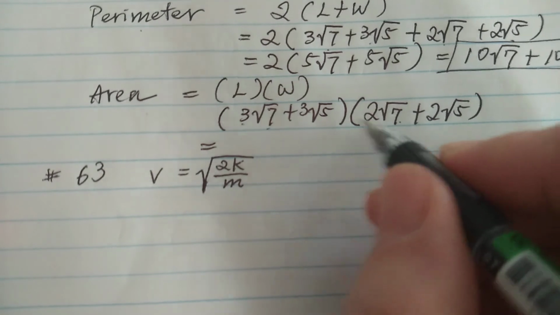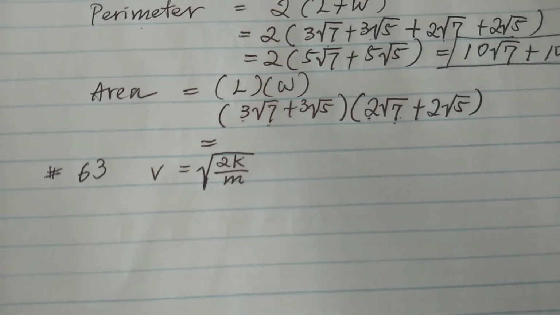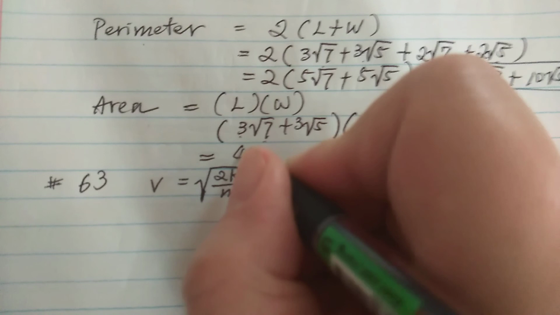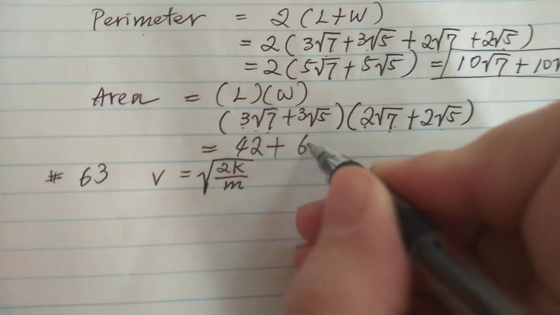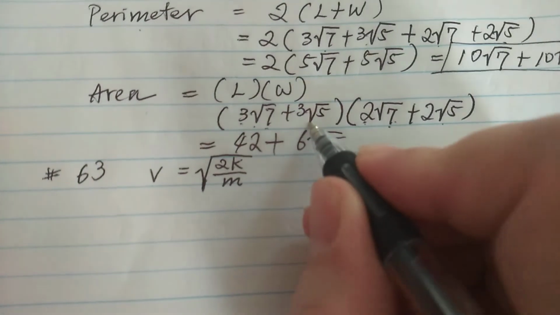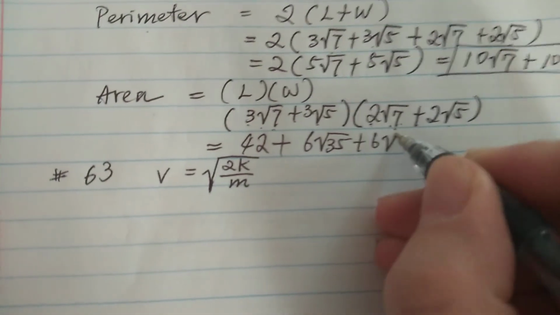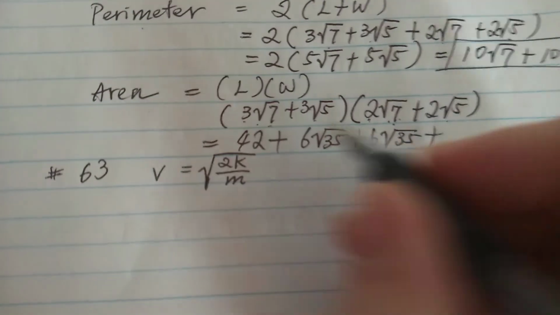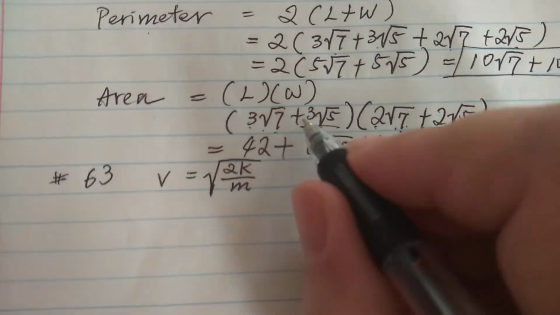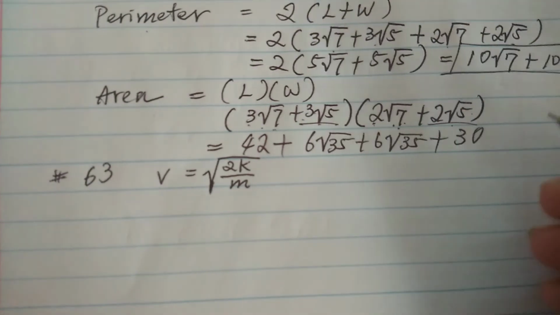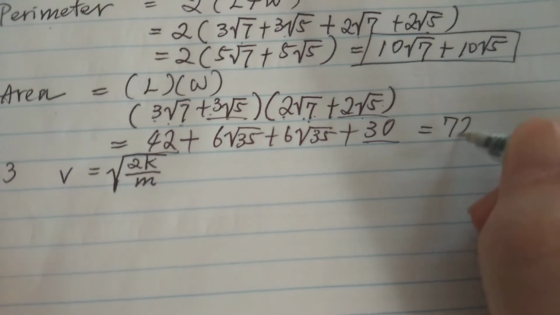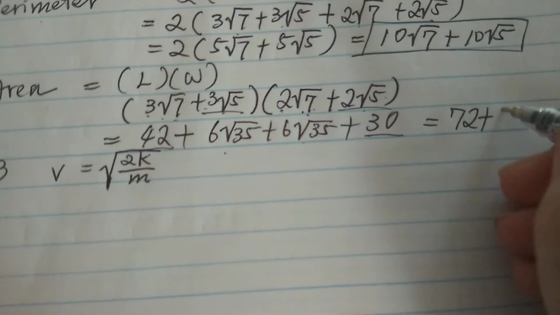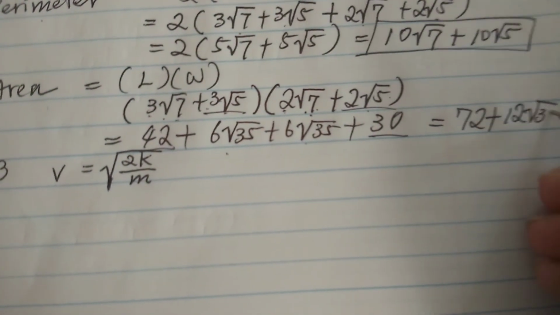Okay, 3 times 2 is 6, and then this radical times this radical is going to give you 7. So 6 times 7 is 42, plus, and then this one multiplied by this is 6 radical 35. This times this is going to give you 6 radical 35 again. And then finally this times this is going to give you 6 times 5, which is 30. Okay, so that will give us this plus this is 72 plus, and then these two combined, 12 radical 35.